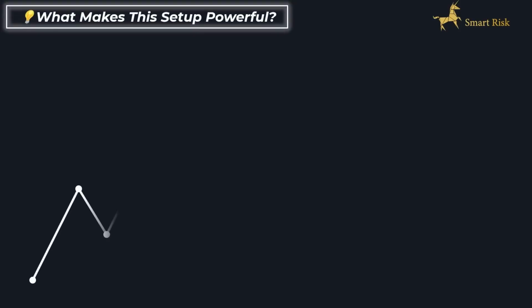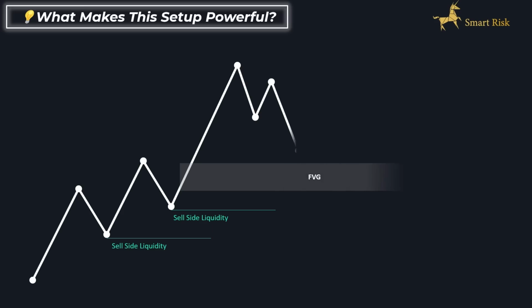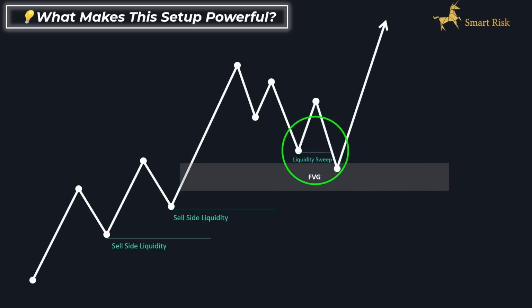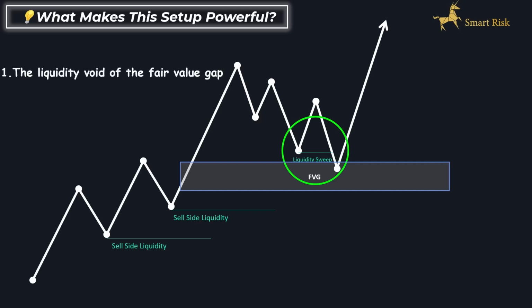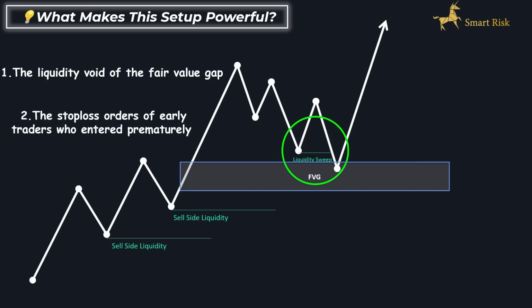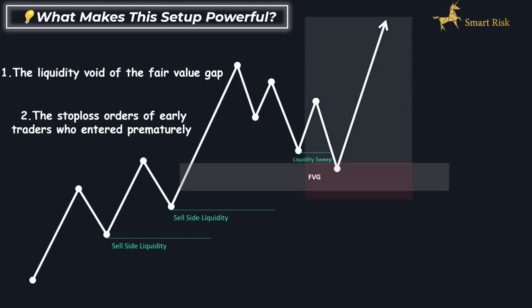The logic behind this setup is simple, but extremely effective. The real edge appears when the market sweeps liquidity and mitigates a fair value gap at the same time. When price takes liquidity near a key level, such as a swing high or swing low, while also filling a fair value gap, it removes two major sources of pressure from the market at once. First, the liquidity imbalance inside the fair value gap, and second, the stop losses of early traders who entered too soon. Once both of those are taken out, the path becomes much cleaner for price to move decisively toward the next liquidity pool. And that is exactly what makes this setup so effective.